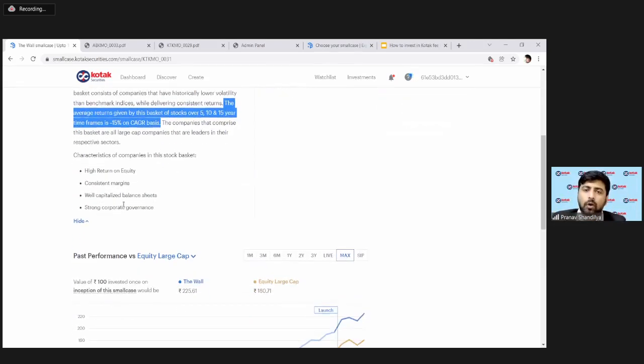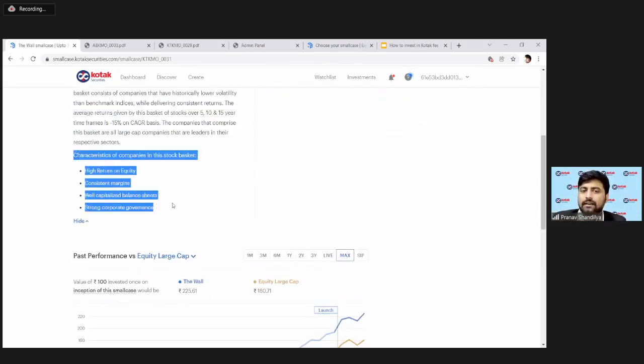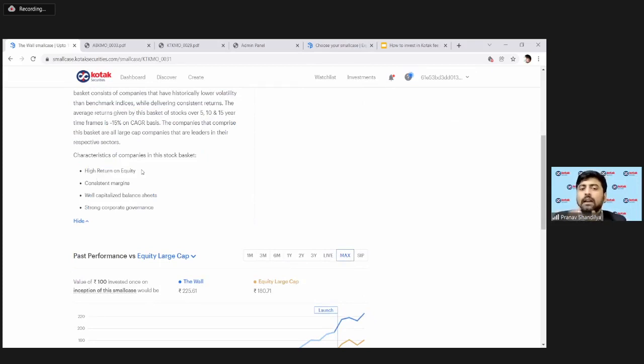And some of the important characteristics of this particular basket are that Kotak research team only invests in high return on equity stocks. That is criteria number one. And criteria two is consistent margins. Have these companies been able to consistently keep their operational profits going? And well-capitalized balance sheets, which means that debts are under control and there is enough capital available for all future requirements. And strong corporate governance, which means that the management is strong, credible, and has historically shown good practices, be it in terms of the business side or be it in terms of human resources. So that is what we mean by corporate governance.